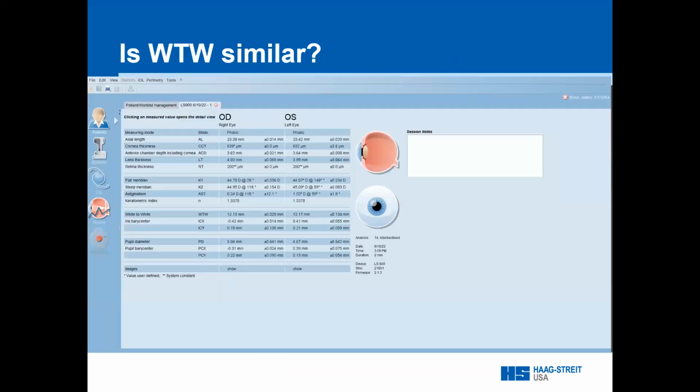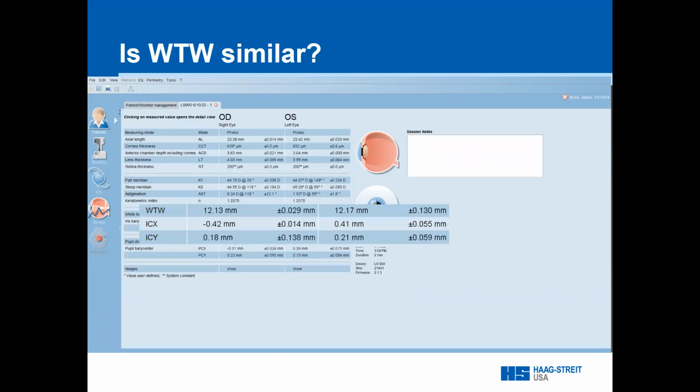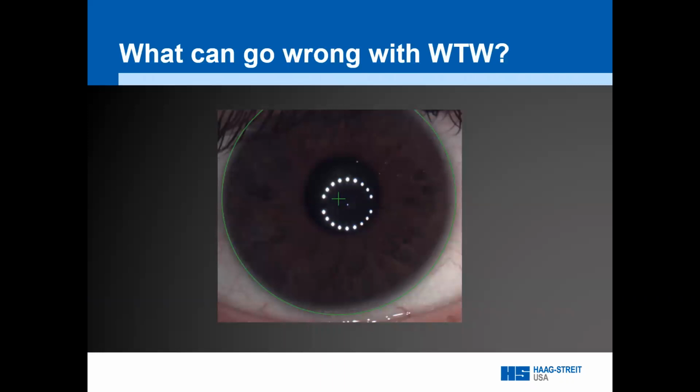For white to white, I recommend just briefly checking the symmetry between right and left eye. In this case, we essentially have a 12.1 in the right eye and a 12.1 in the left, very symmetrical readings and normal. But let's briefly review what can go wrong with our white to white measurements. Now, clearly this is a good image, and it was very easy for the software to identify a good representation of the white to white measurement.